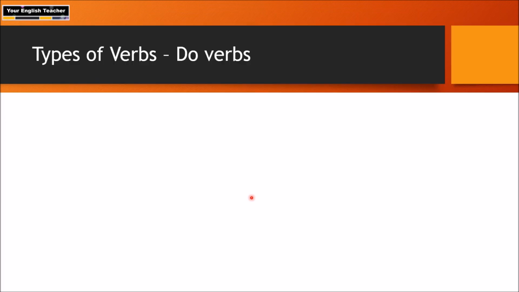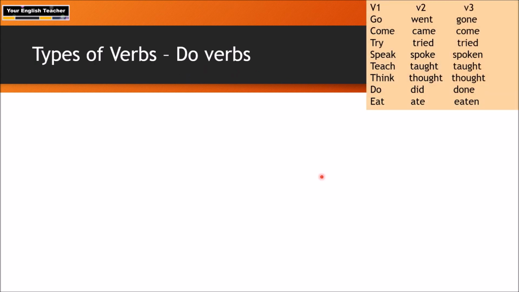Another type of verbs is do verbs. And these do verbs are hundreds and thousands in number. Do verbs we usually call V1, V2, V3. You can see here the V1 group. These verbs are used in present tense and their past forms are called V2s: went, came, tried, spoke, taught, like that. These are all past forms. And the third group is V3s.